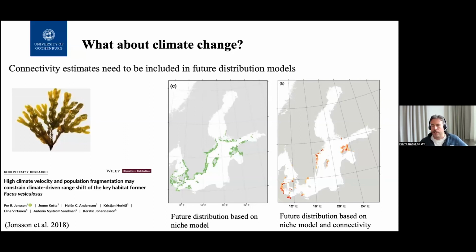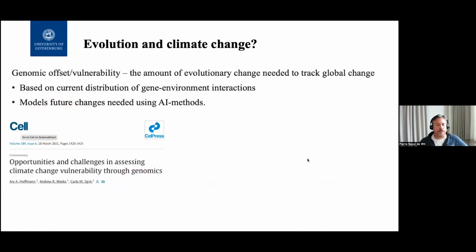Finally, I want to mention that evolution also occurs. So things can adapt and change in the future as a response to climate change. And there are currently a lot of new methods ongoing to try to model how this can happen in the future. There's this concept of genomic offset or genomic vulnerability that tries to predict how much evolutionary change will be necessary to track changes in the future.